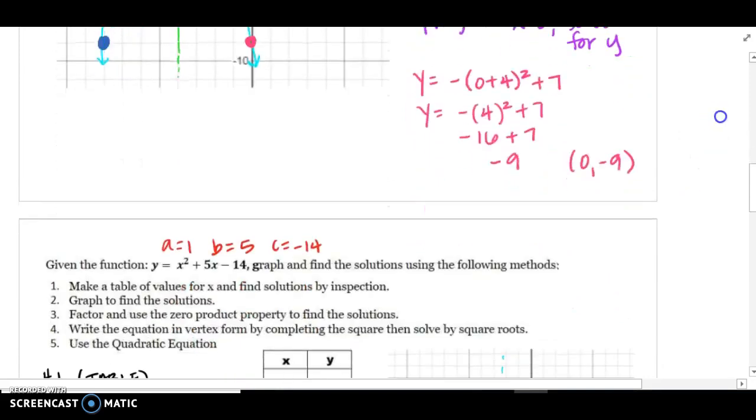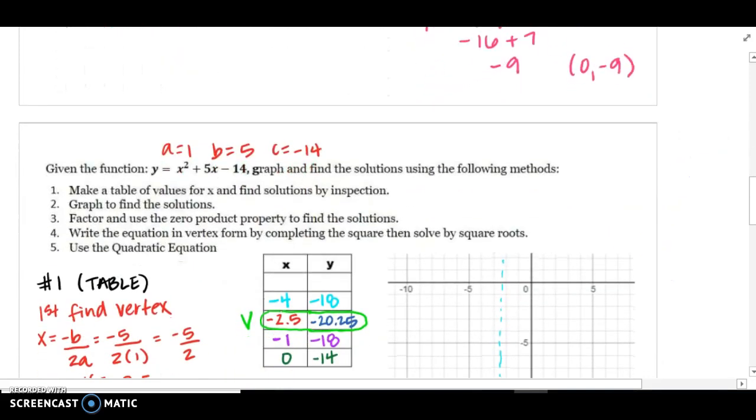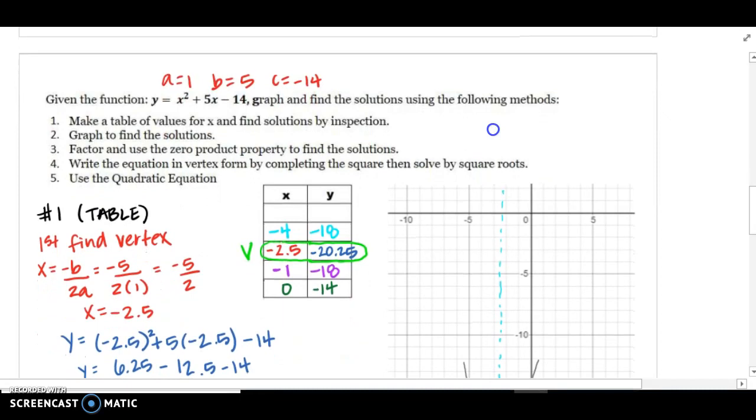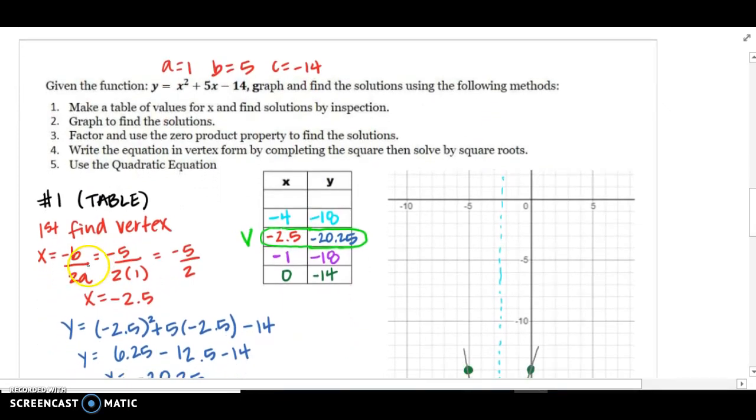Moving on to question number 2. Question number 2 is giving us a function in standard form this time, y equals x squared plus 5x minus 14. We have to graph and find the solutions using various methods. The first one is to make a table. For our table, the first thing we need to do is find the vertex. X equals -b over 2a, then we'll plug back in after we get our x value to solve for y.